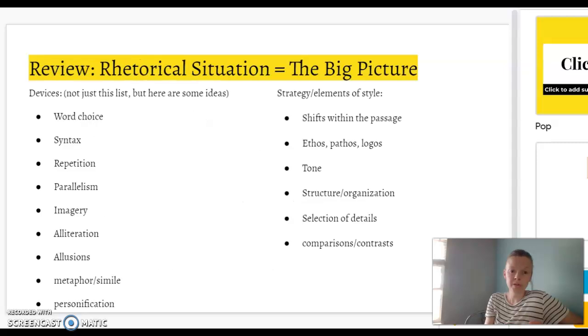So just a quick review on that too. Rhetorical situation, that's the big picture. It can happen through devices. I've listed some that are often used, but it's not just this list. It's any of those devices that were on my wall. You guys did some different activities with them. But it also could be the bigger things that we're going to consider like a strategy or an element of style. So just look over those, and later when you are reading through and need to rewrite your own, think about some of these things and if you saw them in the text.